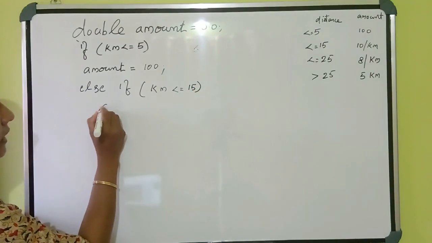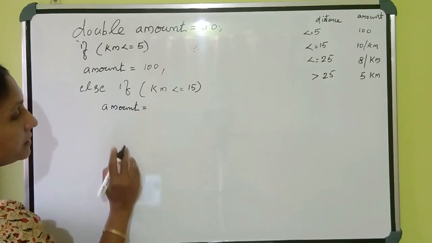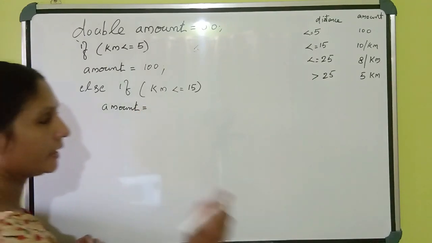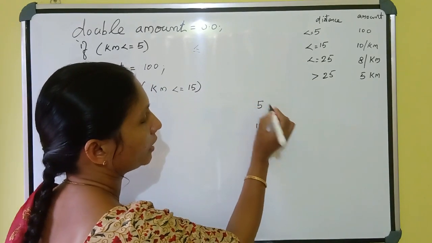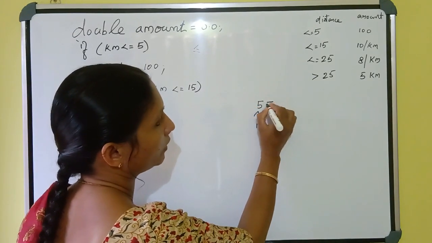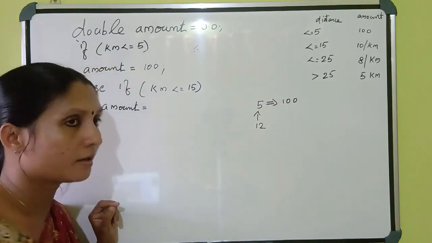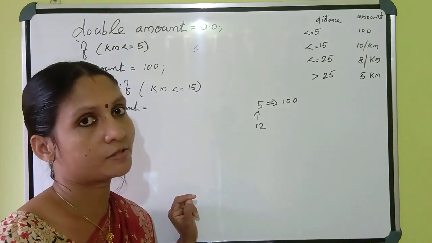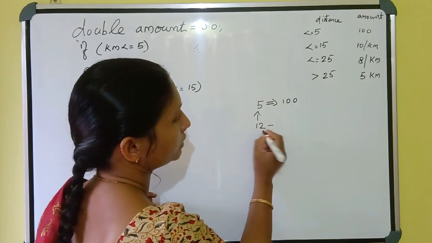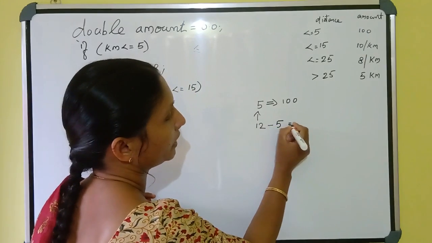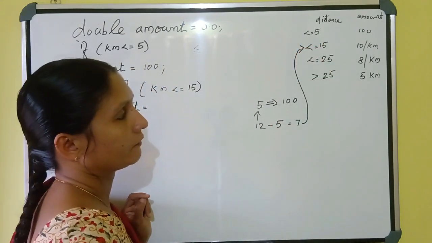How can you calculate the amount? Amount is equal to, first, suppose the kilometer is 12. Then how can you calculate this one? First 5 kilometers, we need to pay 100 rupees. Then how many kilometers are left here? How can you find out? 12 minus, total kilometer minus first interval. You will get 7. Then we need to pay the second interval rate for that one.